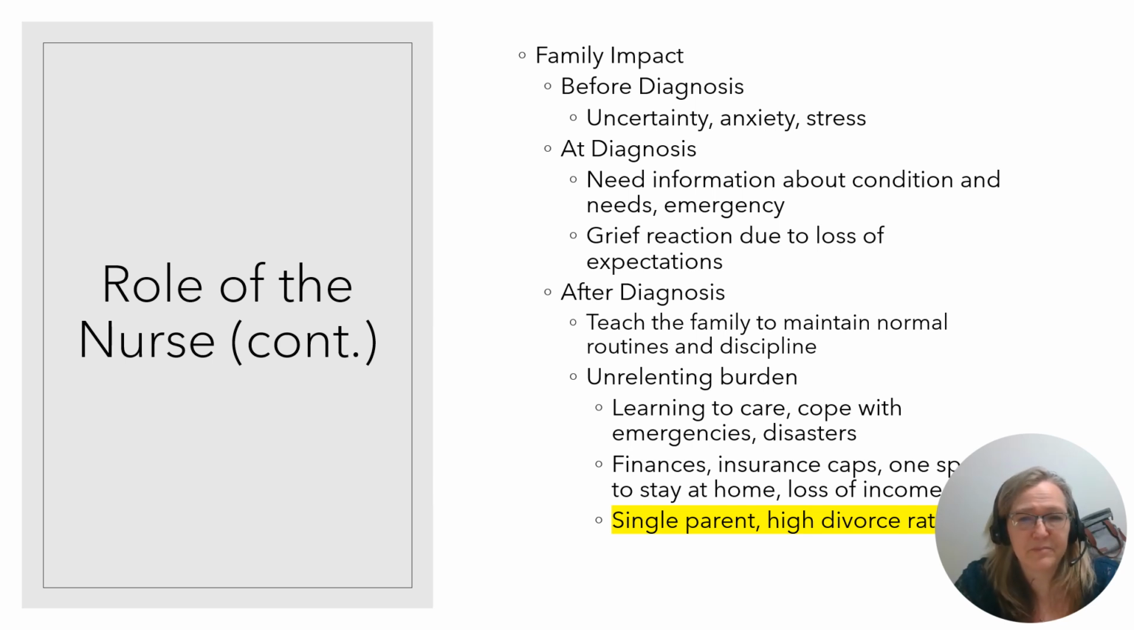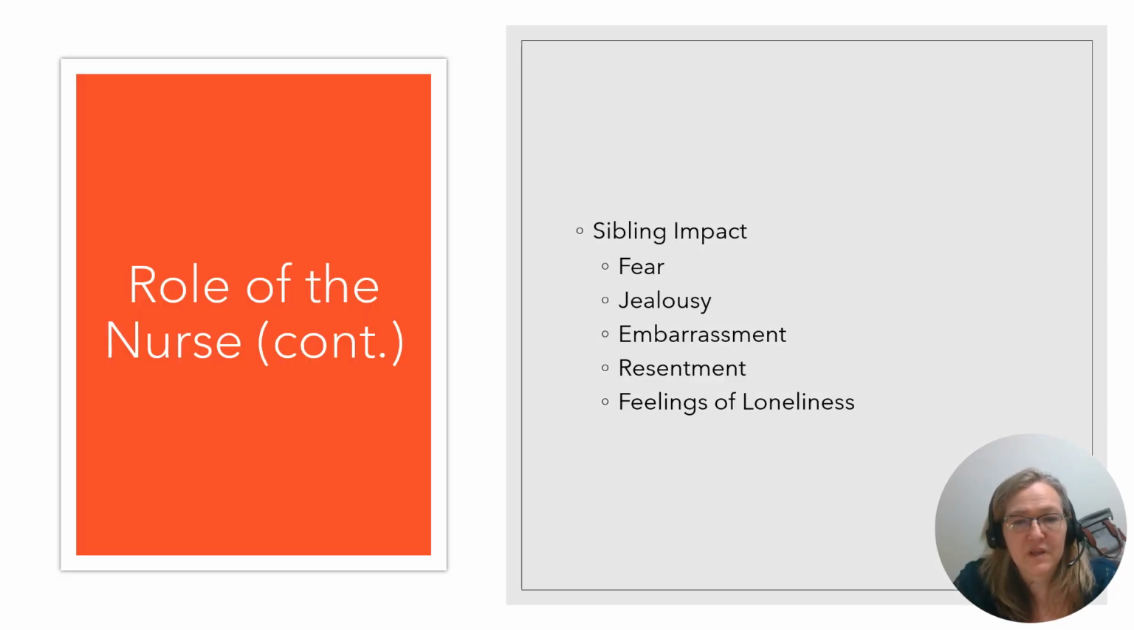And then also disaster plans, because imagine if you have a ventilator-dependent child and there's a flood or a fire. They need to develop those disaster plans so that it doesn't sneak up on them. Of course, we already talked about how siblings can have fear, jealousy, embarrassment, resentment, and they can feel lonely.